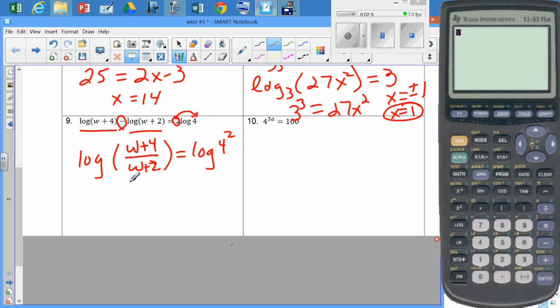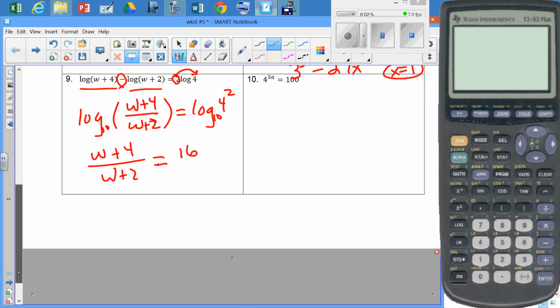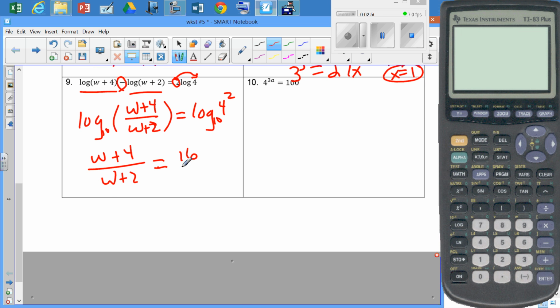Okay, so now these are both log base 10 and implied 10. They both have the same base, so we're just going to set the quantities equal to each other on the inside. 4 squared is 16. Okay, again, this becomes an algebra equation. So we're going to cross multiply. And when I cross multiply these two terms, I'm going to go ahead and distribute at the same time. So I have 16w plus 32 equals w plus 4.